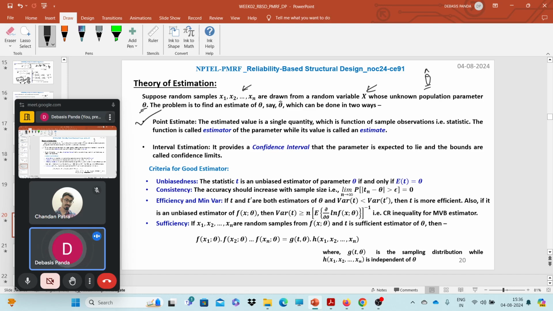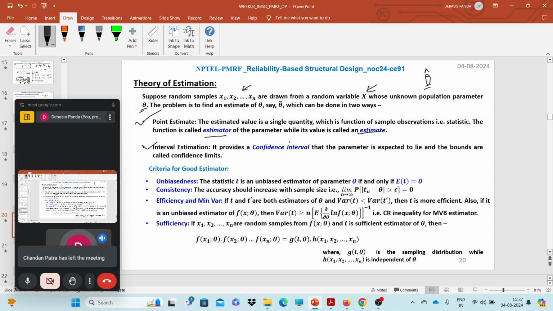We can either go to point estimate, and what does that point estimate do? Actually, in point estimate, we estimate a single quantity, a single value, based on the statistics of the samples drawn from the population. We call that function an estimator, and the value of the estimator we call the estimate. First, we can directly give some value, that is what the point estimate does, and also we can specify some interval where this parameter will lie. So these two ways we can solve the problem of the theory of estimation, the problem of the unknown parameters of the population solved using the samples.